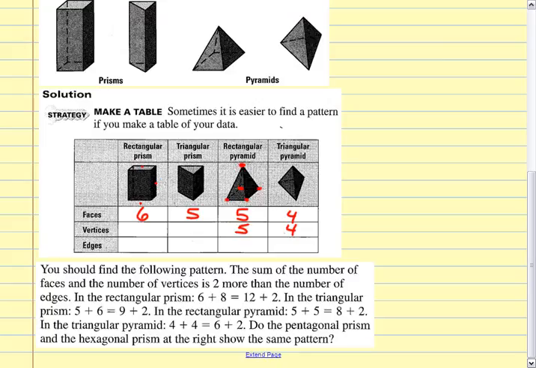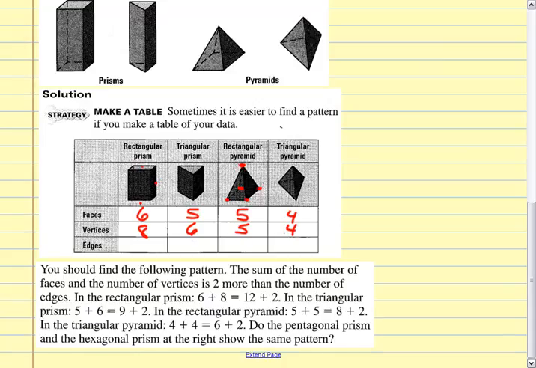How many vertices for a triangular prism, Luke? There's 6. 6. Nice. Very well done. And then the last one, the rectangular prism. What do you think, Chloe? 8. Nice. All right.